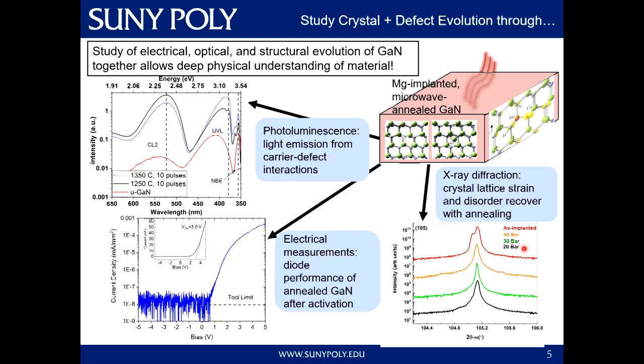So in summary, studying the electrical, optical, and structural evolution of GaN together allows a deep physical understanding of the material, which in turn allows us to develop the technology to enable the future power electronics that I described at the beginning.